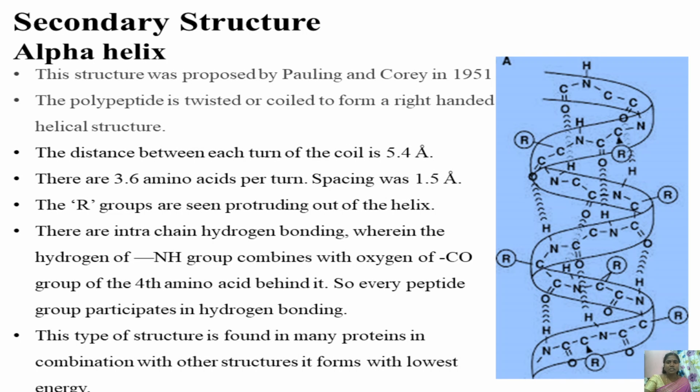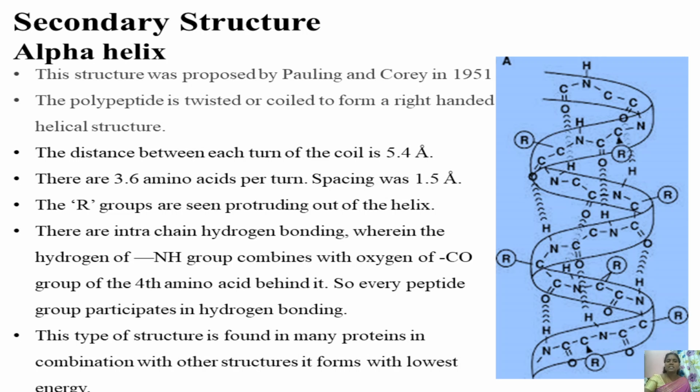In secondary structure, the first one is the alpha helix. If the polypeptide chain takes the helical form, it is called alpha helix. This structure was proposed by Pauling and Corey in 1951. The polypeptide is twisted or coiled to form a right-handed helix. The distance between each turn is 5.4 angstrom, and there are 3.6 residues per turn, and the spacing is 1.5 angstrom.